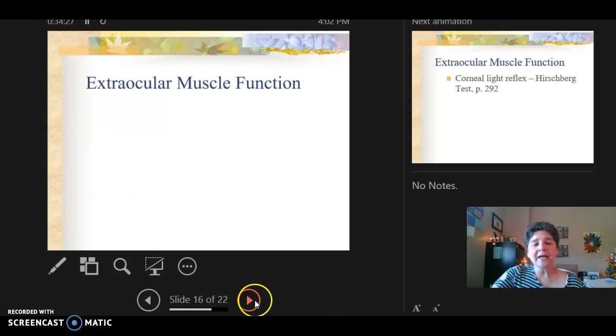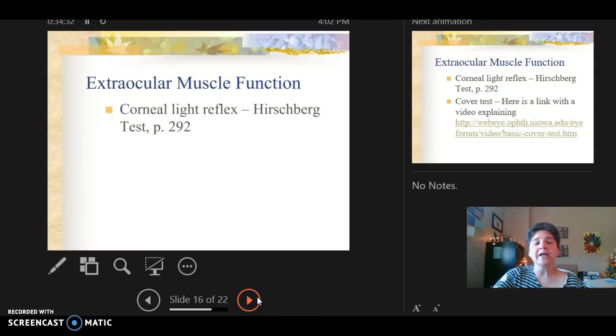For testing extraocular muscle function, a couple tests that we do, one is the corneal light reflex. This is known as the Hirschberg test. You can see this on page 292. We're going to do this in lab, but if you were looking at the person and you could see light reflecting on their right eye, say if you use the face of a clock and you looked at the 10 o'clock position, you should see it reflecting at the 10 o'clock position on the other eye as well.